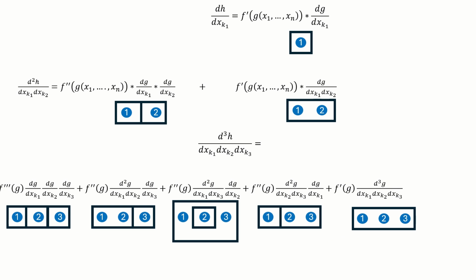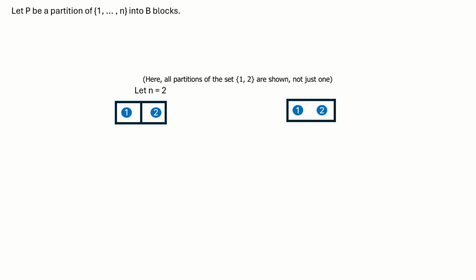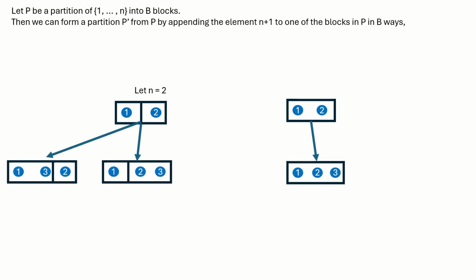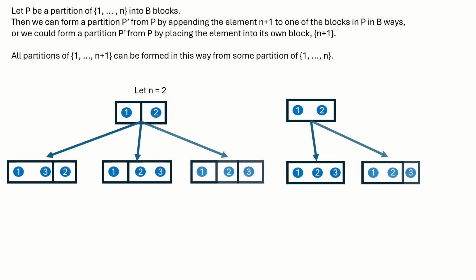To take a little deeper look at the connection between set partitions and repeated differentiation, let's make a general observation about set partitions. Notice that if we have a partition P of the set of integers 1 through n into some number b of blocks, then we can form a partition P prime of the set of integers 1 through n plus 1 by appending the integer n plus 1 to any one of the b blocks, or by placing it into its own block all by itself. Therefore, there are b plus 1 partitions P prime of the set of integers 1 through n plus 1 that can be formed from our partition P in this way.